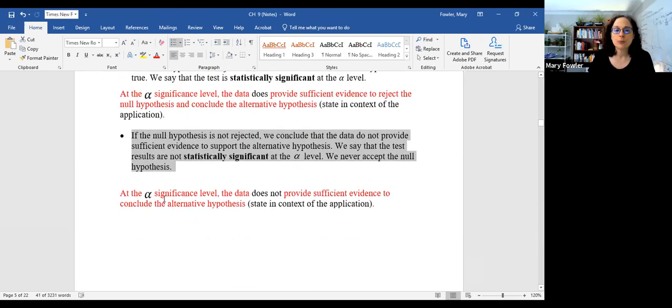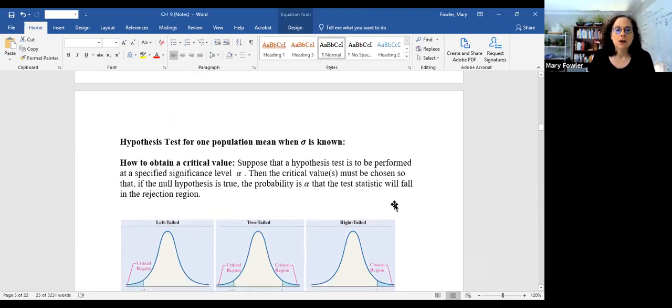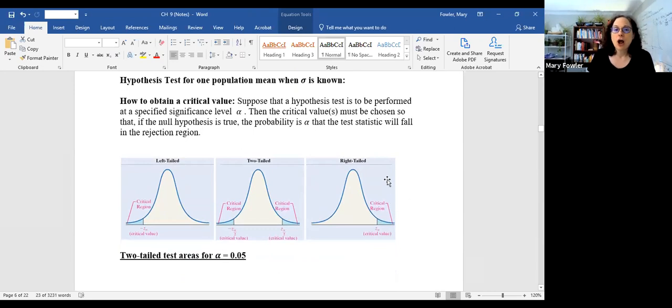So a way to interpret the test, which is something we will have to do for every hypothesis test, is that at the alpha significance level, the data does not provide sufficient evidence to conclude the alternative hypothesis. All right. So our job here is to be able to determine the critical values and the rejection, non-rejection regions, given the significance level of the test.